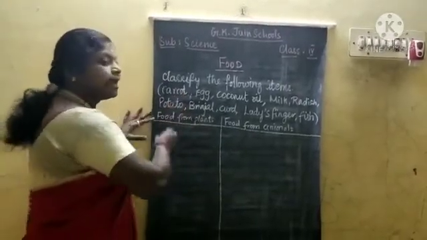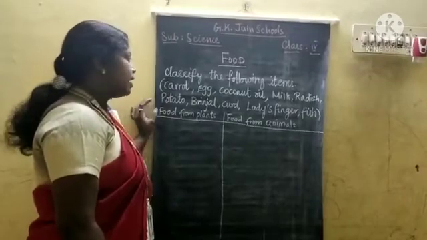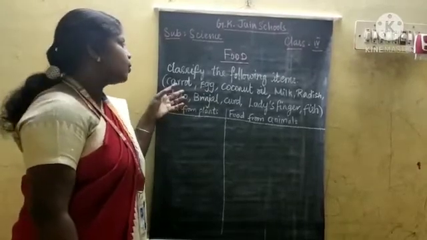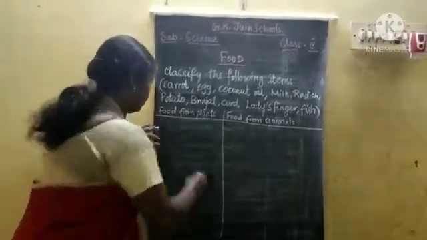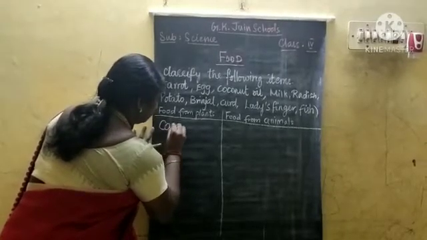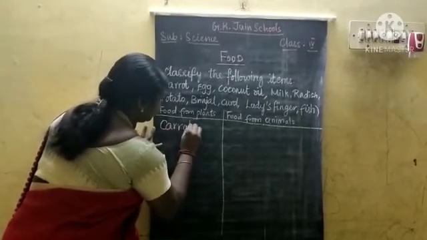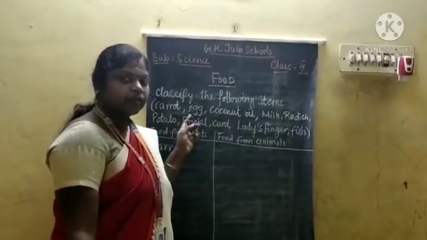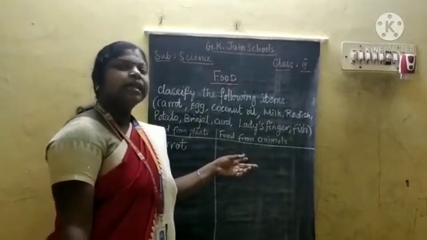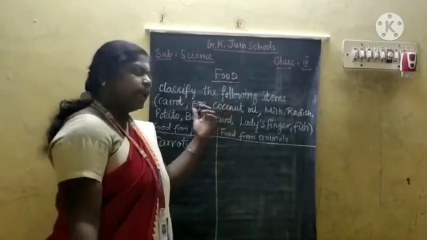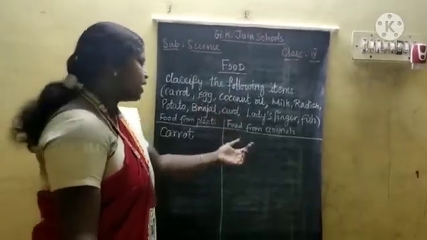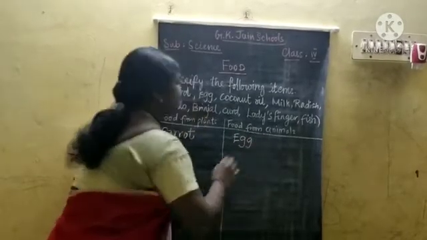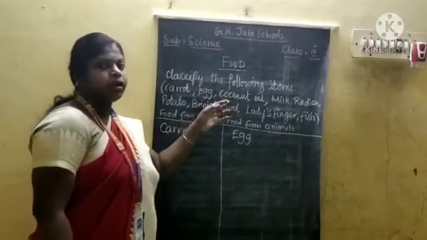The first one, carrot. Carrot is a vegetable we get from the plant, isn't it? So we have to write it in the plant column. C-A-R-R-O-T, carrot. Next we are going to see the egg. Do we get eggs from plants or animals? Yes, from the hen we get the eggs, isn't it? So that is from animals. E-G-G, egg.